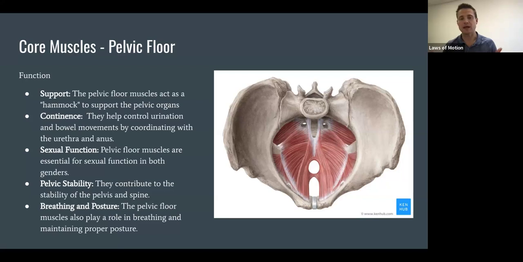Without the basement, if we have a weak basement, we can't build up that pressure, that intra-abdominal pressure we've been talking about. So if you have weakness in the pelvic floor, it's hard for the rest of the muscles to engage and to truly provide some great stability because of that weak link in the chain. Not only does it help with some core stability, but also with continence, sexual function, pelvic stability, and again, breathing and posture.